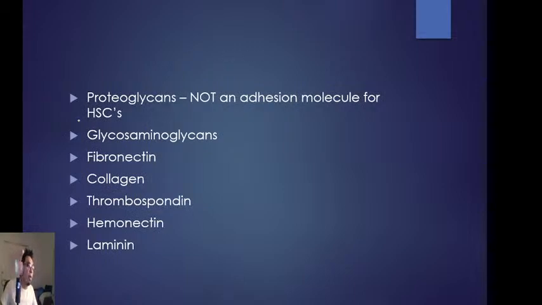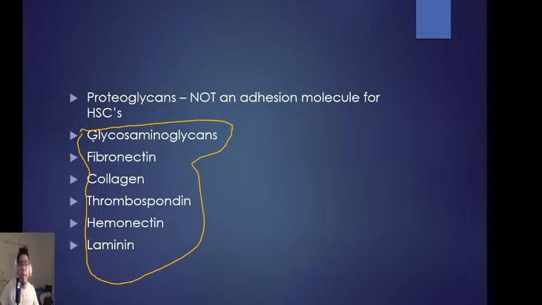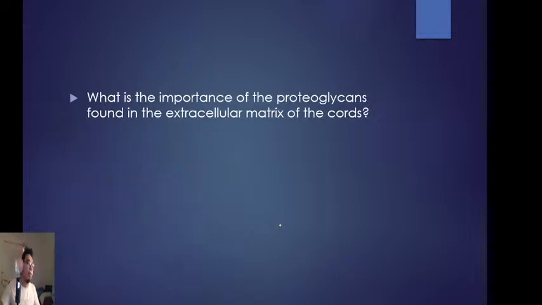If you look at the names of them carefully, you're going to see them several times during our discussion, especially in our discussion for coagulation. But for now, these are adhesion molecules except for proteoglycans. Everything else, such as glycosaminoglycans, fibronectin, collagen, thrombospondin, hemonectin, and laminin, they are all adhesion molecules. Means that they are sticky substances, or sticky chemicals.